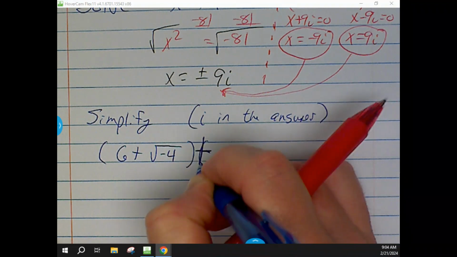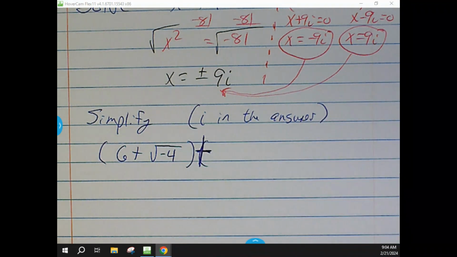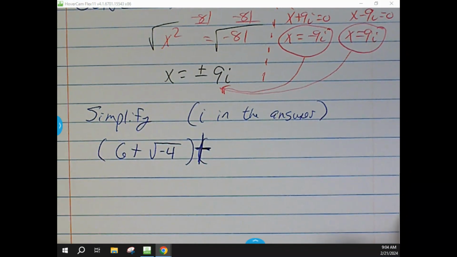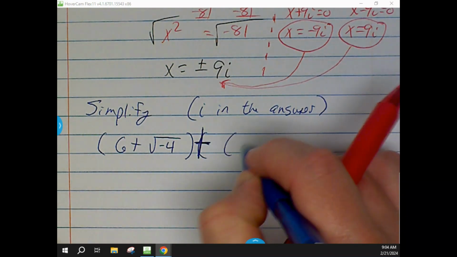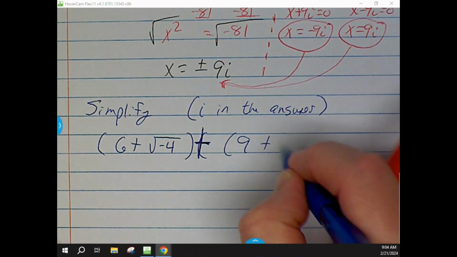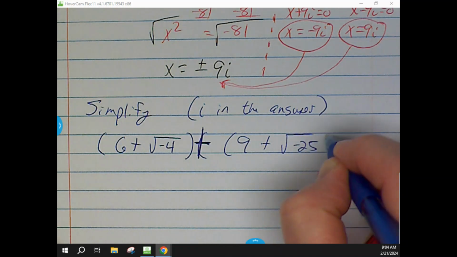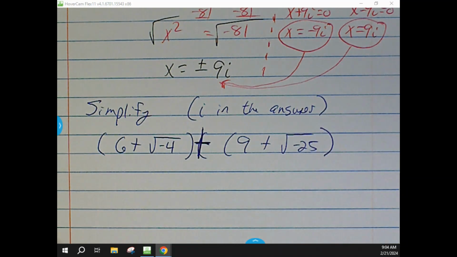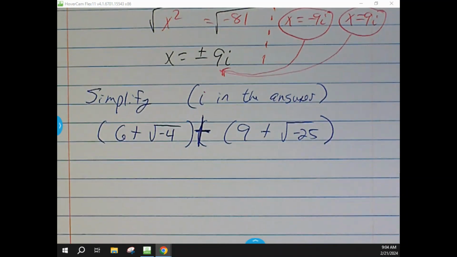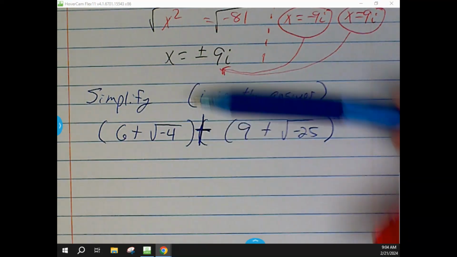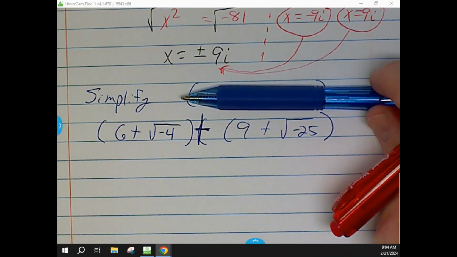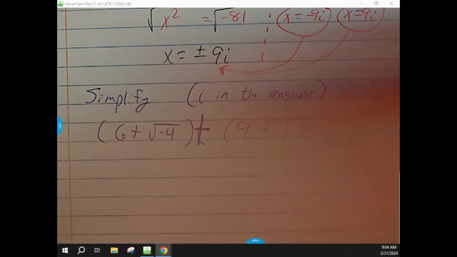Let's make this a plus problem. So let's do 6 plus the square root of negative 4, and then plus 9 plus the square root of negative 25. Again, for this part of it, they just tell you to simplify. And this is one of those where you've got to know that you have i in the answer for this thing.